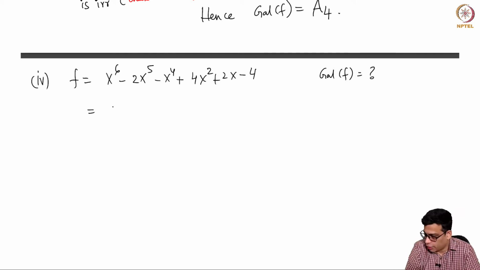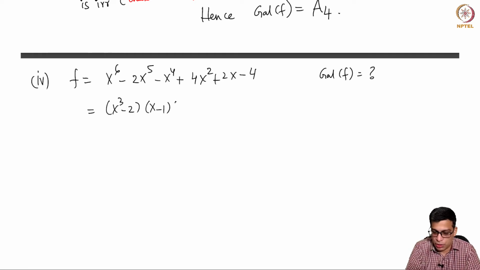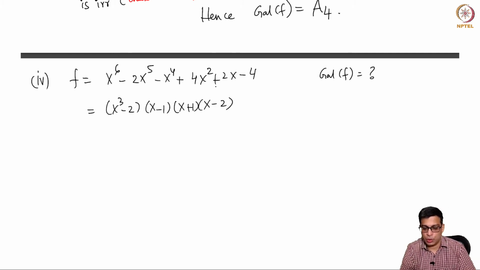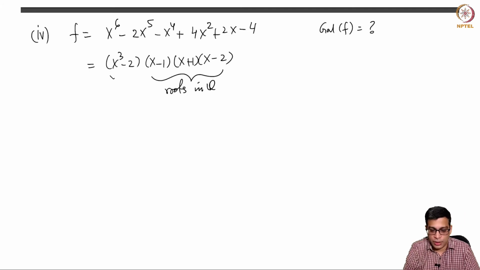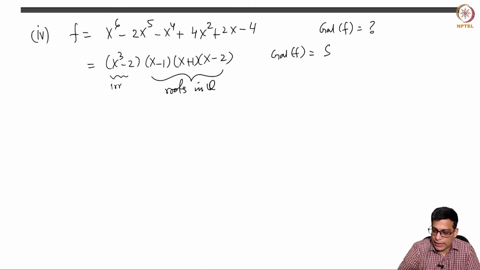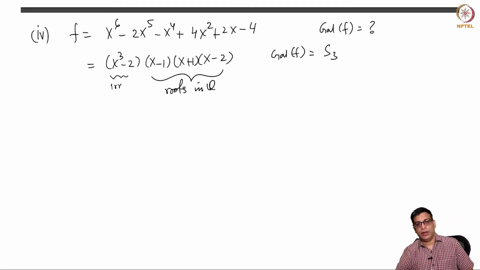But I cooked it up exactly so that you have x cube minus 2 times x minus 1 times x plus 1 times x minus 2. So 1, minus 1, 2 are all roots of this. Okay, so now these are all going to be linear in Q, and this is irreducible. So the Galois group of F is actually nothing but S3, because x cube minus 2 has S3 as the Galois group.